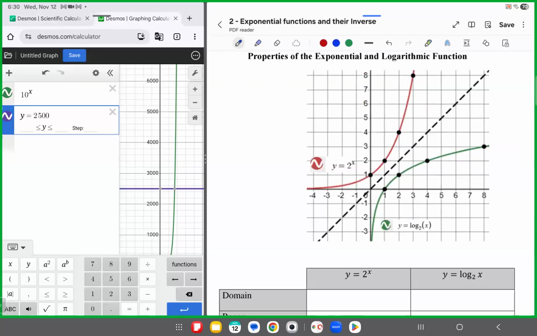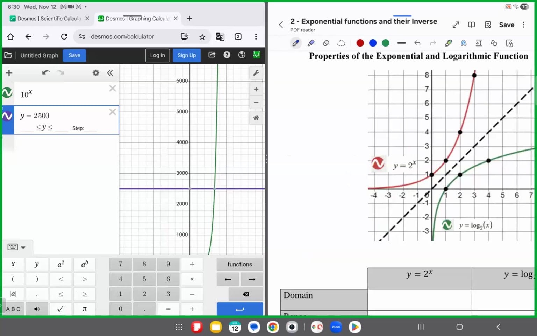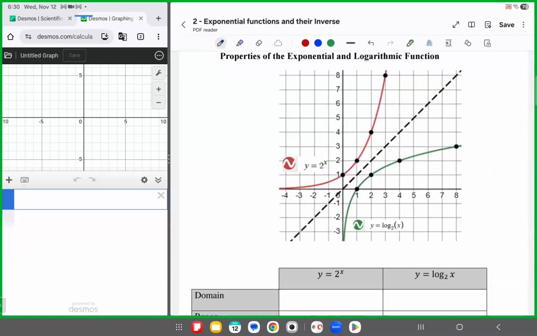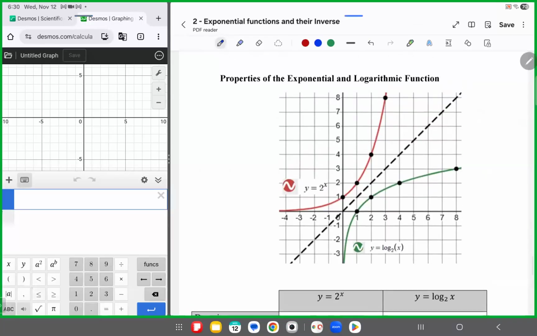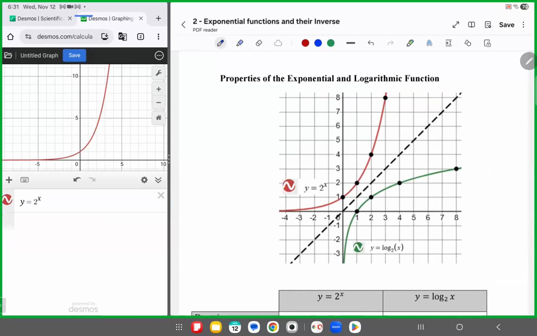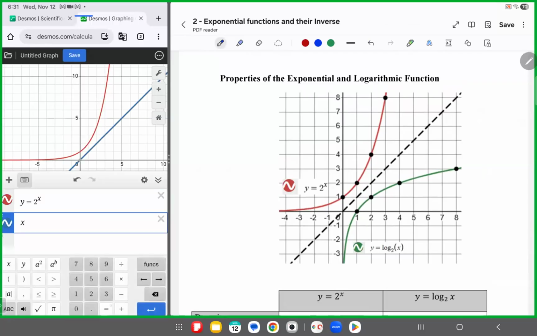Let's refresh this. Okay. And so just to show you that this is the inverse, if we type in y is equal to 2 to the power of x, here is this specific function. So there's 2 comma 4 as an example, and then you can see 3 comma 8 is also on here as well. And if we were to type in x is equal to 2 to the power of y, we get the inverse function.